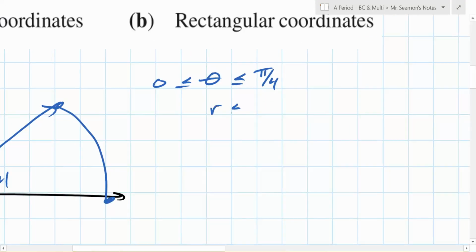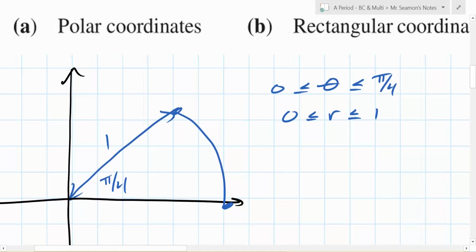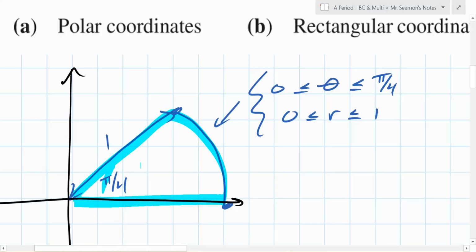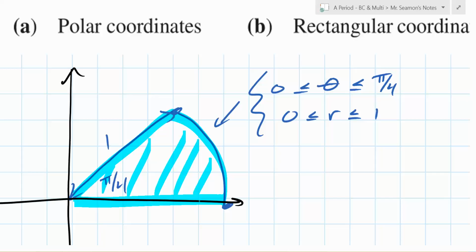What's the radius constrained by? 0 and 1. That is, this region right there. There's your region, right there. Your pizza slice is nicely described by a relatively straightforward set of inequalities. Any point you pick, as long as theta is between 0 and pi over 4, and as long as the radius is between 0 and 1, you are on that slice. Any point outside of this won't fit one or both of those inequalities.